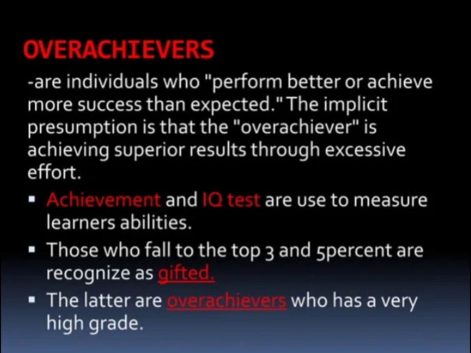Also, we have overachievers. Overachievers are individuals who perform better or achieve more success than expected. Overachiever is achieving superior results through excessive effort. Achievement and IQ tests are used to measure learners' abilities. Those who fall in the top 3 to 5% are recognized as gifted. And also the latter are overachievers who have very high grades. These kinds of students are very active and intelligent.